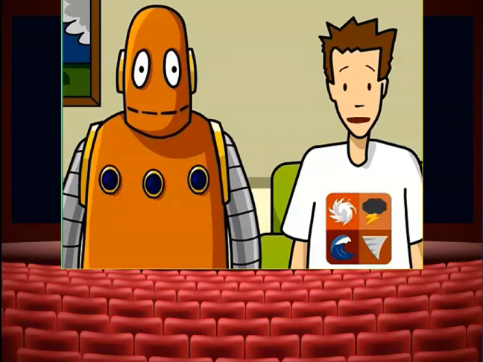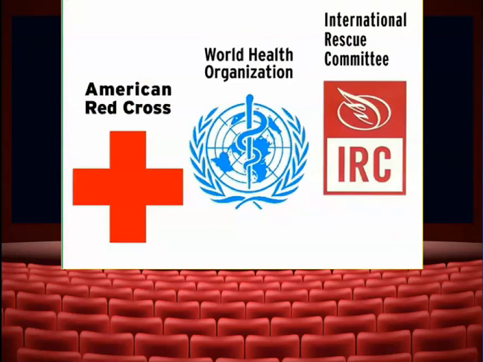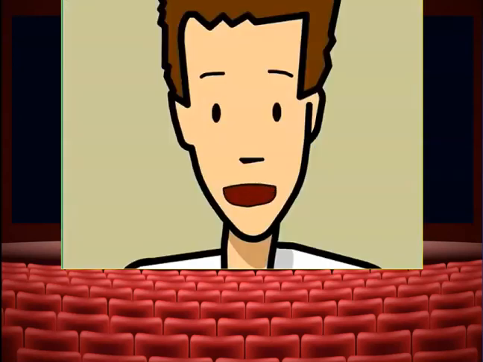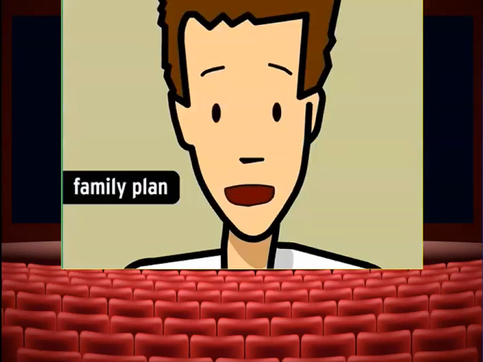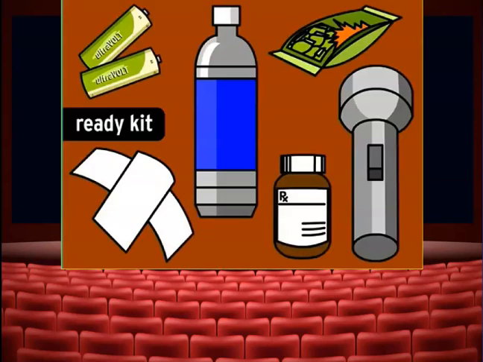But we are getting better all the time at predicting these events. And governments and humanitarian agencies do a lot to help out whenever disaster strikes. At home, the best thing you can do is to make a family plan so that everyone in your family knows how to reach one another and where to go in case of an emergency. And make sure you have a ready kit of basic supplies you'll need in an emergency.